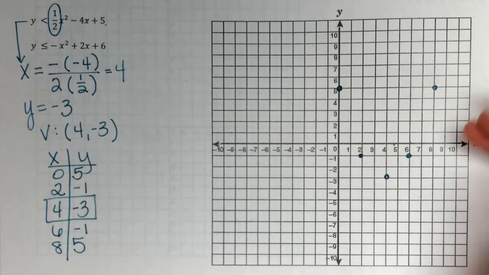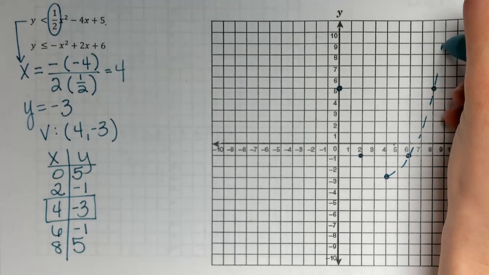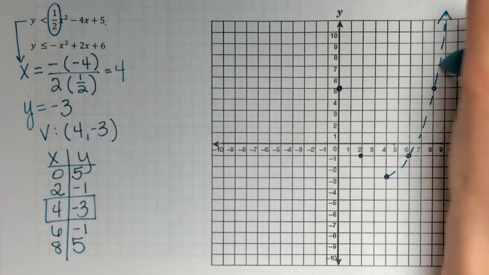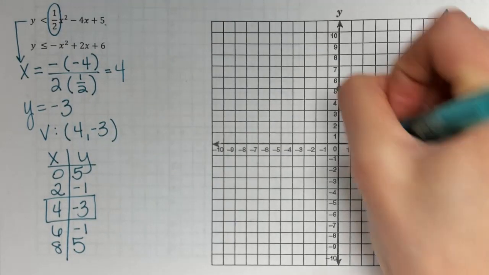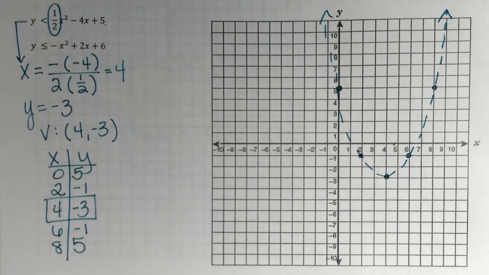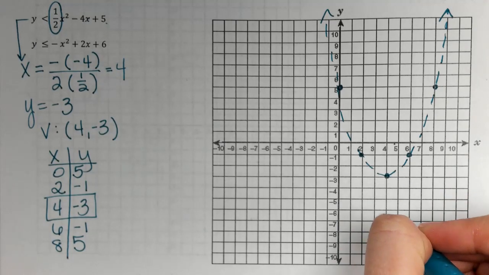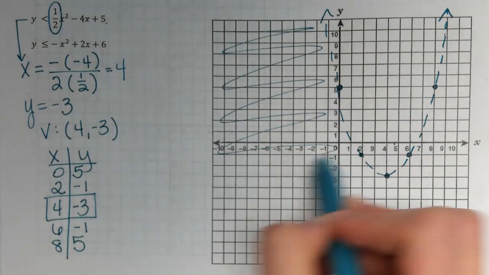And then my inequality is less than, so I'm going to have a dashed boundary. It's less than, so I'm going to shade downward, which falls on the outside.